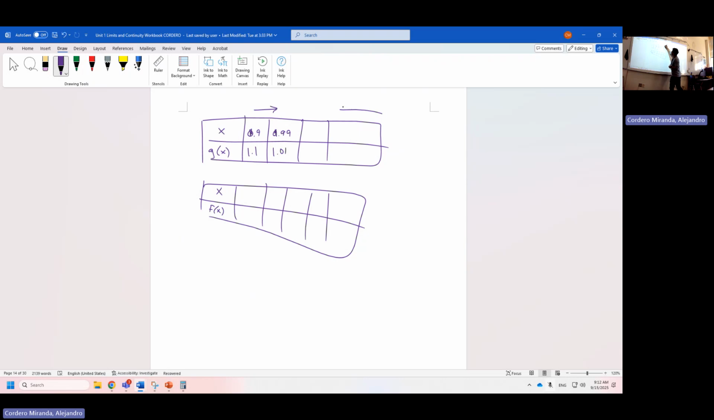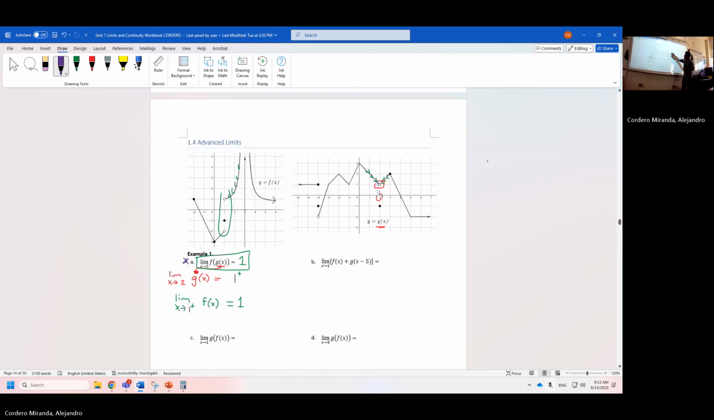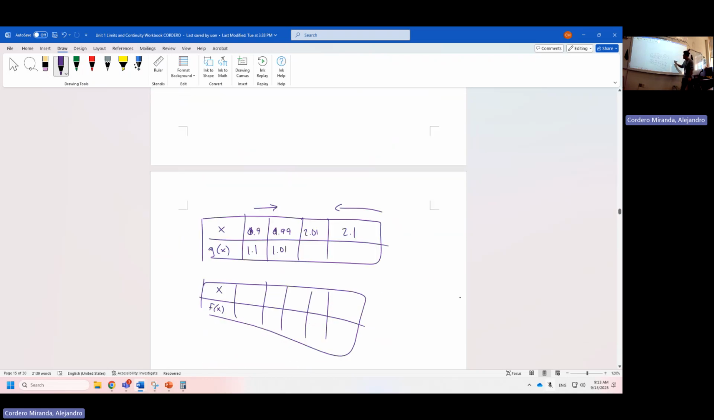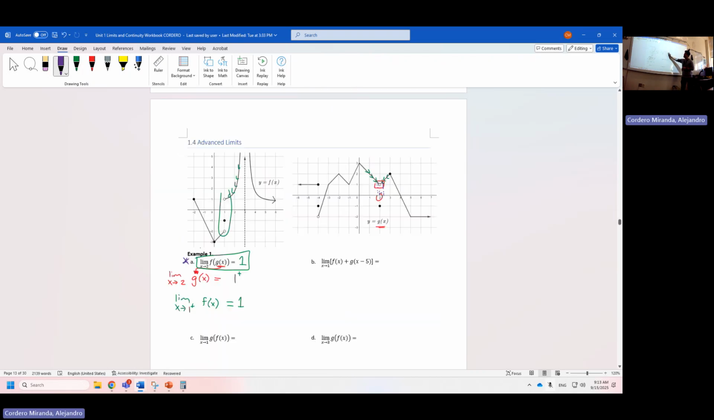If I come in from the other side and I plug in numbers like 2.01 and 2.1, the same thing is going to happen because I'm coming in from above. So now watch this. Coming in from above, here's 2.1. Okay, I get 1.1, like I said. If I plug in 2.01, I'll get 1.01 as an output. You see what I'm saying?